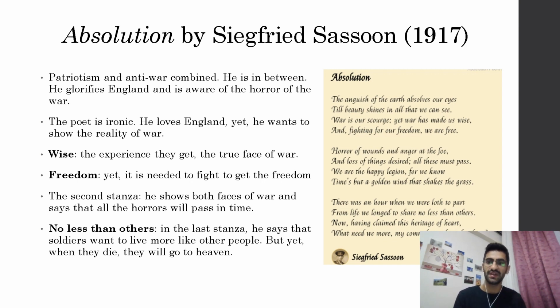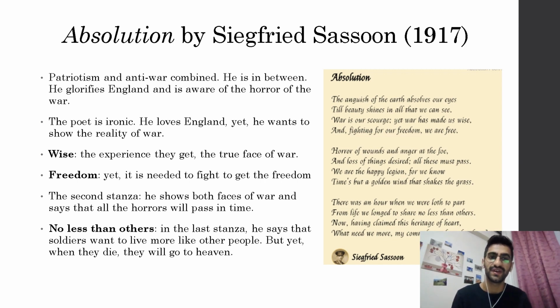This poem is very important because it is trying to compare the importance of nationalism, patriotism, and the horrors of war. So he is comparing these two, horrors of war and nationalism. So let's start. Patriotism and anti-war combined. Here he is in between. What do we mean by in between? He is not on the front line and he is not on the back line. He is in the middle of these two. That's why he sees the horror of war and he also sees the importance of war. He glorifies England and he is aware of the horror of the war.